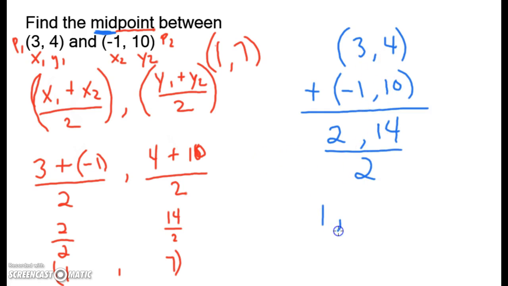2 divided by 2 is still 1. 14 divided by 2 is 7. And you still get a midpoint of 1, 7, whether you chose to do it this way or you chose to do it this way.